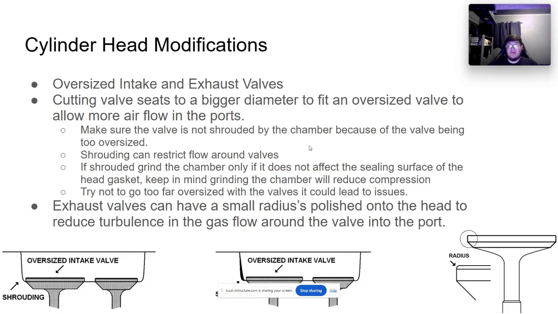If shrouded, grind the chamber only if it will not affect the sealing surface of the head gasket. Keep in mind, grinding the chamber can and will reduce compression. Try not to get too big of oversized valves because it can lead to these issues. Exhaust valves can have a small radius polished onto the head to reduce turbulence and gas flow around the valve port, as seen down here in the bottom right corner.